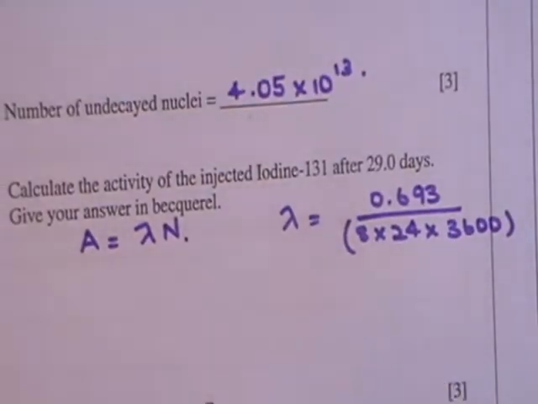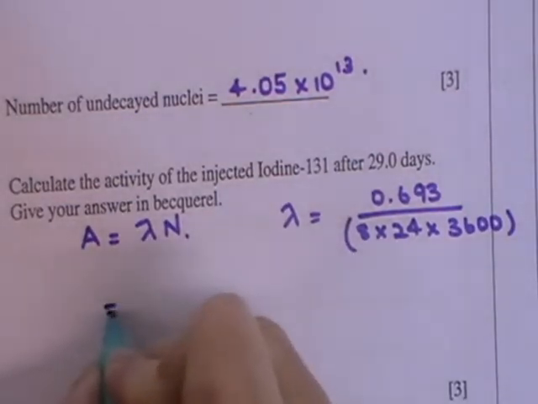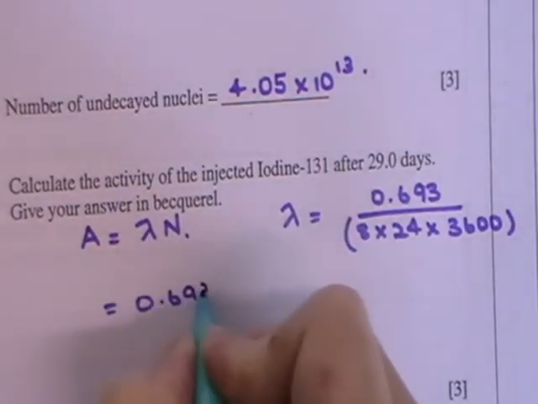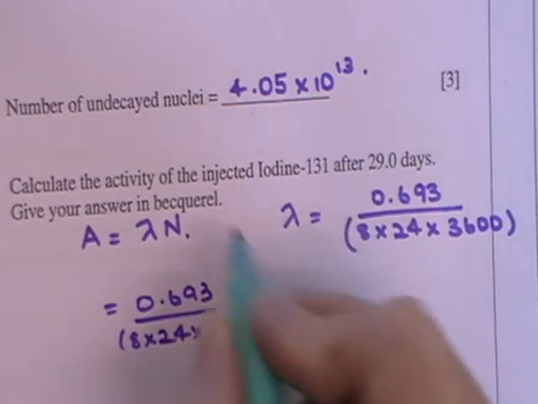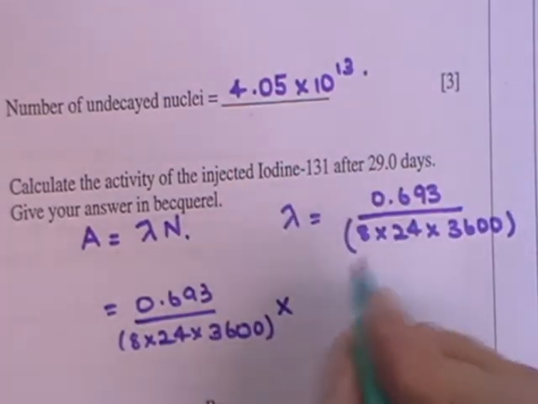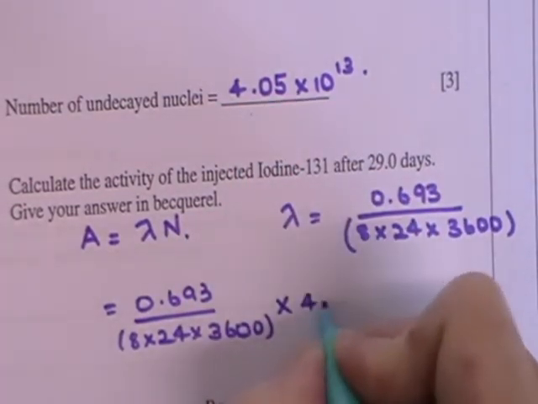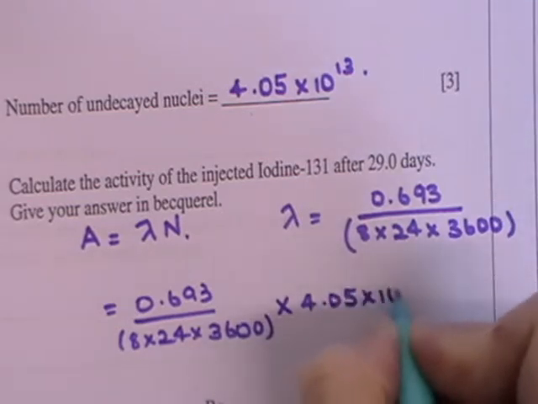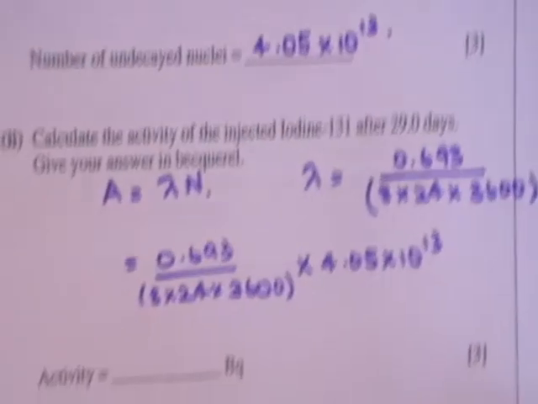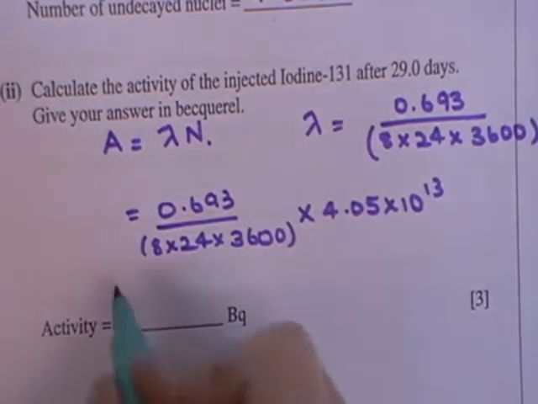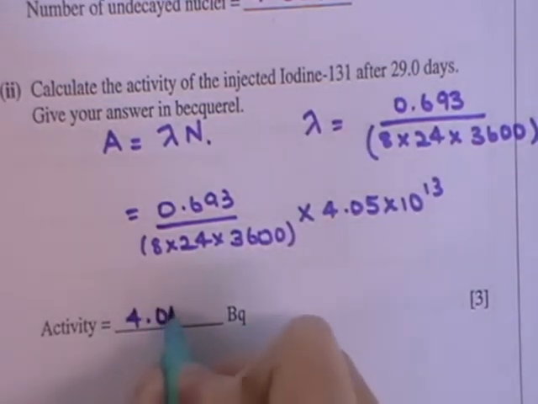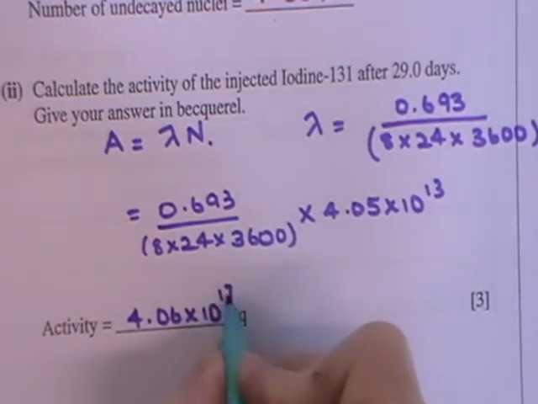And so that's a calculation to work out N. And so you're going to use 0.693 over 8 by 24 by 3,600. And then you're multiplying by N, and N's the number of undecayed nuclei, and that's 4.05 by 10 to the 13, our answer from above. And you would get error carried forward if you'd made a mistake up in the question above. That comes out as 4.06 by 10 to the 17 becquerel.